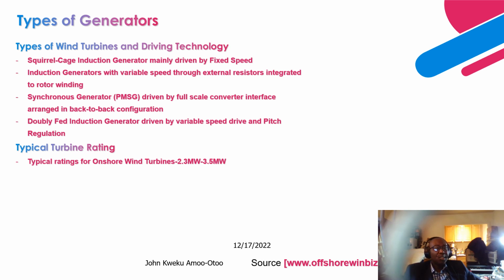Next is the wound rotor induction generator. This induction generator basically helps us to achieve a little bit of room for variable speed operation, and the operating range is plus or minus 10%. This is achieved by external resistors that have been integrated into the rotor winding. Next is a synchronous generator, a permanent magnet synchronous generator that utilizes a full-scale power electronics converter that is arranged in the back-to-back configuration.